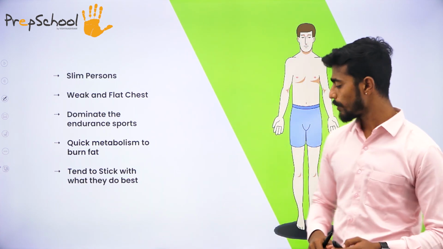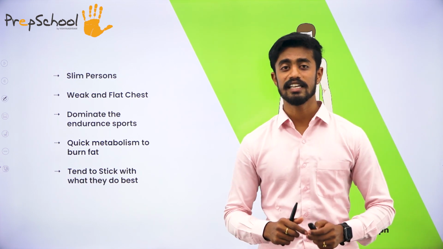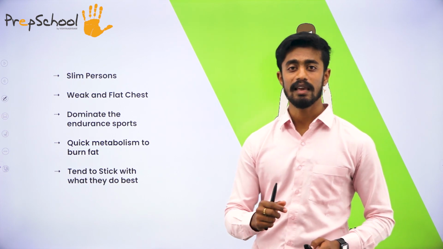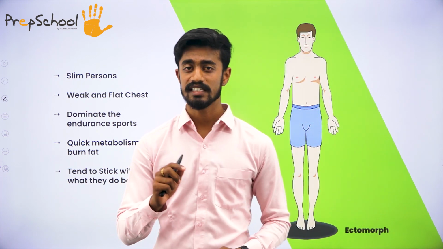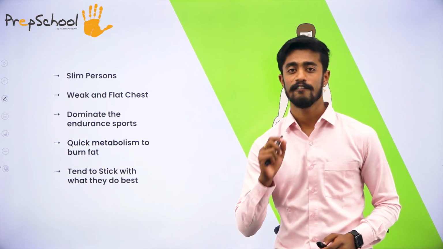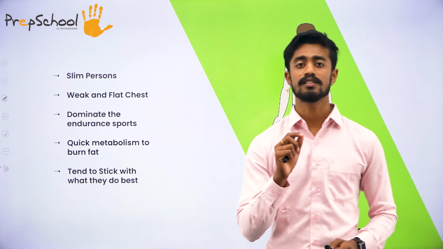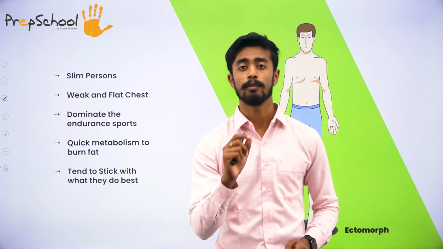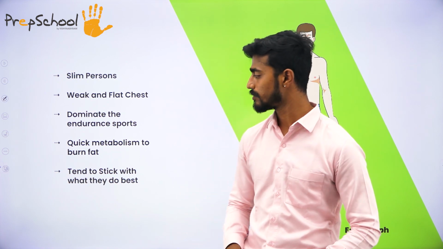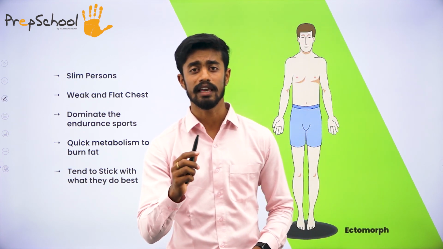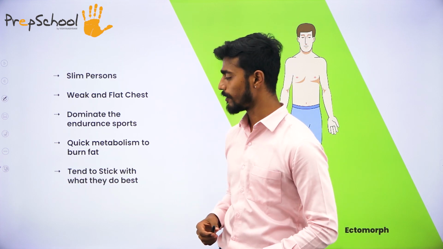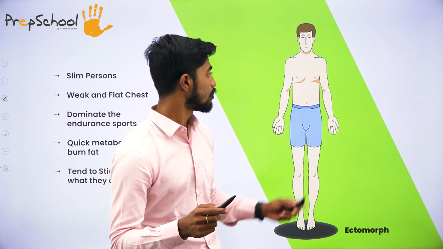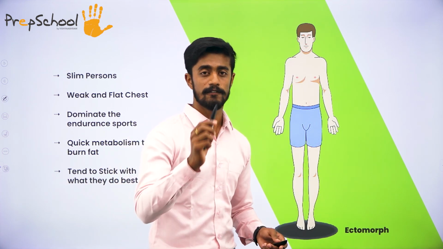The next body type is ectomorph. These individuals are slim persons. Their muscles and limbs are elongated. These individuals have weak and flat chest. They have less muscle mass. Even though they have less muscle mass, they dominate the endurance activities because their body is suitable for endurance events. They have quick metabolism to burn fat. So that is the reason they have this physique.